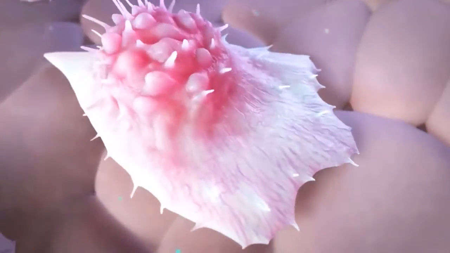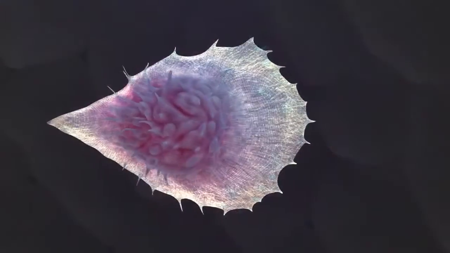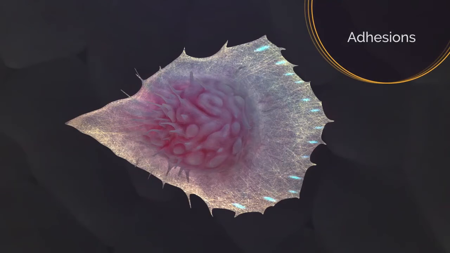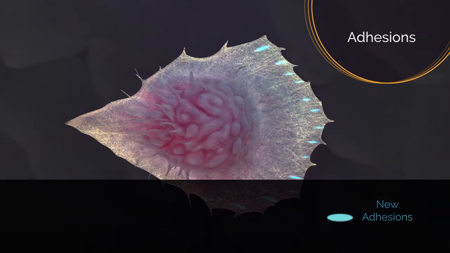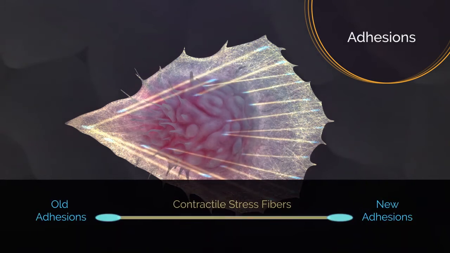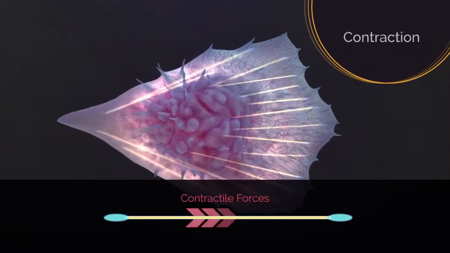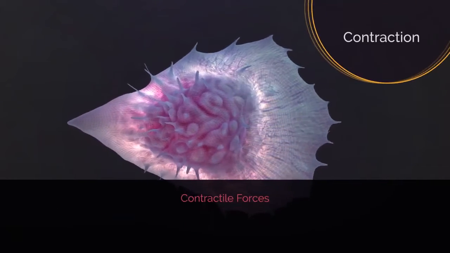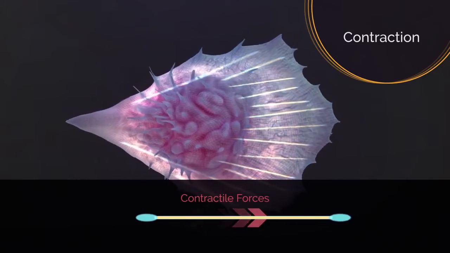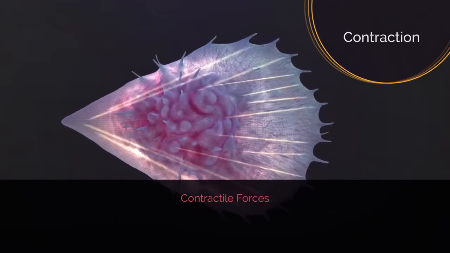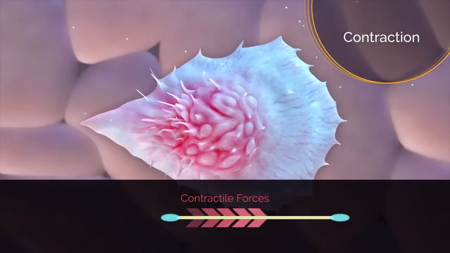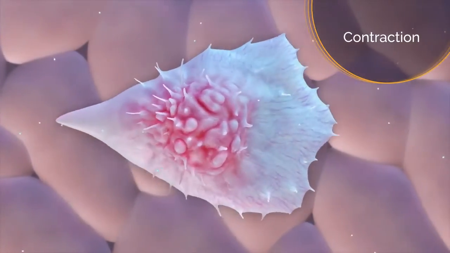As the cell moves forward, adhesions occur along the leading edge of the cell as actin bundles anchor to the surface via adhesion molecules. These newly formed adhesions are connected to old adhesions via contractile stress fibers, consisting of myosin filaments and antiparallel actin bundles. The cell is pulled forward mainly by contractile forces generated by myosin acting on the actin filaments. As the contractile fibers contract, the rear of the cell comes forward.